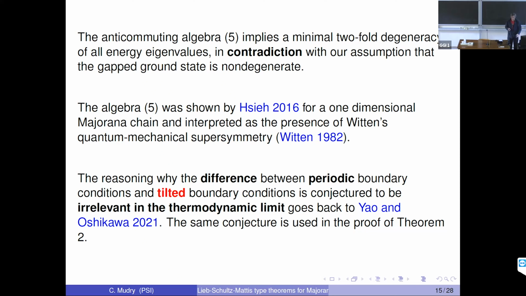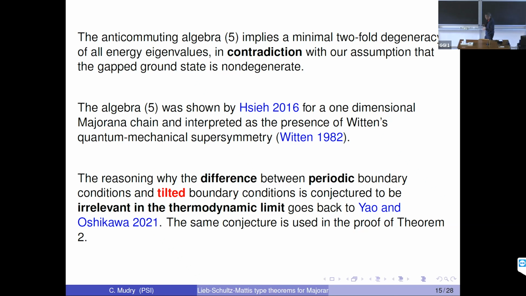This algebra, this anti-commutation between parity and the tilted translation operator, was a result obtained in 1D by Xie in 2016. And it gives you de facto a degeneracy associated to quantum mechanical supersymmetry. Now I have to justify why the difference between periodic boundary conditions and tilted boundary conditions is conjectured to be irrelevant in the thermodynamic limit. And this conjecture goes back to Yao and Oshikawa, who wrote a paper a few months before us, and a paper that helped us enormously in trying to derive those results.